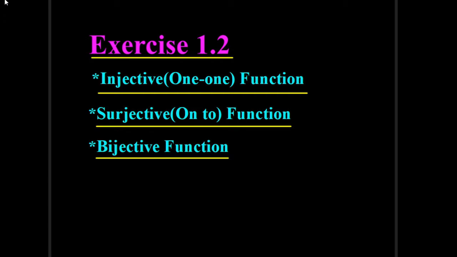In this video we are going to discuss exercise 1.2 of chapter 1, Relation and Function. In this exercise we will discuss problems on different types of functions. First one is injective or one-one function, second one is surjective or onto function, and last one is bijective function. These concepts were explained in detail in the last posted video. Please watch that video first. Okay, then let us start.